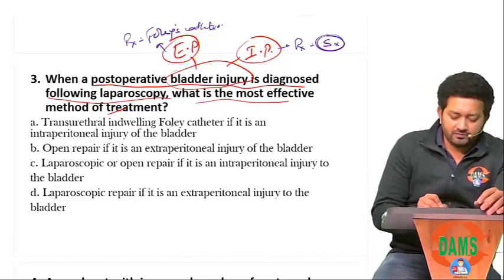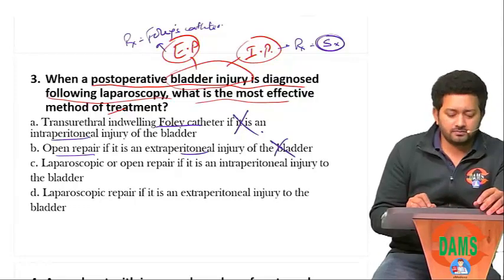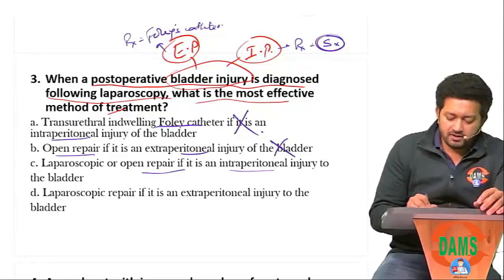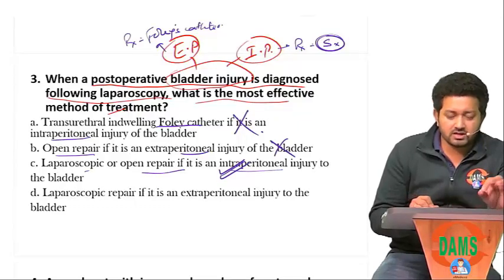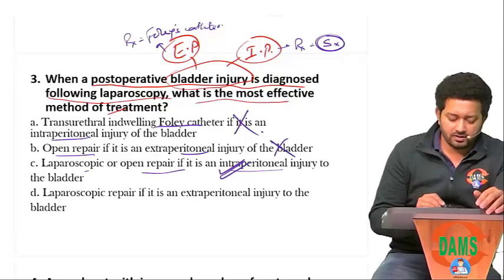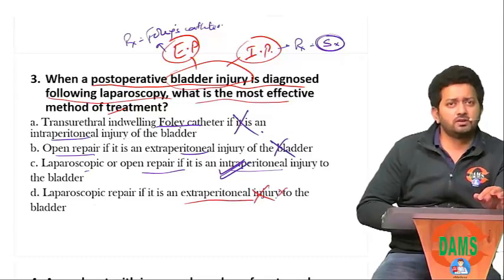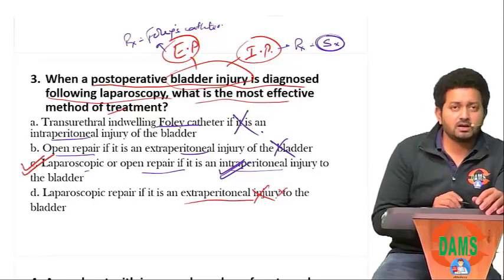So let's see. Foley's if it is intraperitoneal, that is wrong. Open repair if it is extraperitoneal, that is wrong. Open repair if it is intraperitoneal, that is true. Intraperitoneal needs surgical repair. Extraperitoneal needs no repair, just a Foley's catheter. So C is the correct answer.